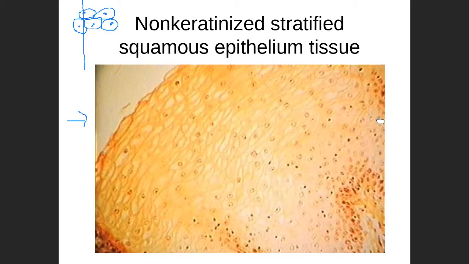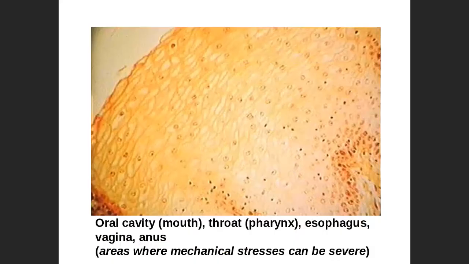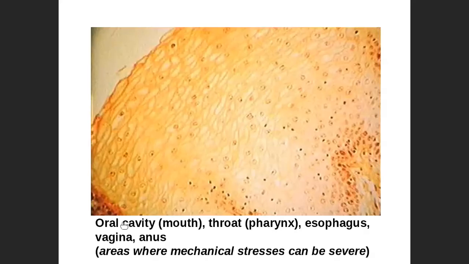Remember, stratified epithelium, one of its main functions is protection, okay? So we're going to see it in places that undergo stress. Oral cavity, your mouth, right? Think about it. All the times that you chew food, especially if it's hard food, it's scraping up against your cheek, right? It's beneficial to have stratified epithelium there. Same thing with your throat and your pharynx, right? When that food gets swallowed, it can be quite, I'm not going to say damaging, but it's a lot of stress on those structures there.